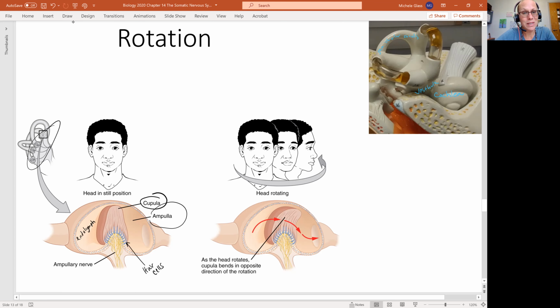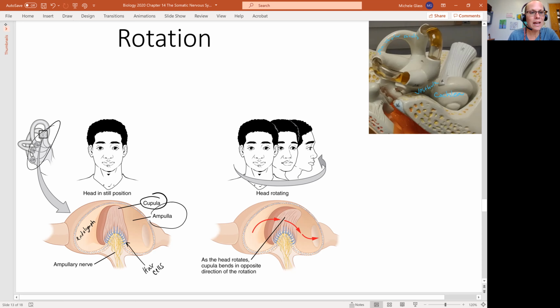So essentially what we see happening is as we rotate our head, the endolymph fluid swishes around in that semicircular canal in those different directions. And so that fluid is going to push the cupula. And when the cupula is pushed, then those stereocilia and kinocilia will bend. And this is going to send a signal on to the sensory neuron.